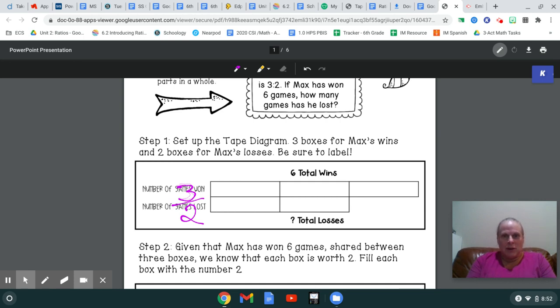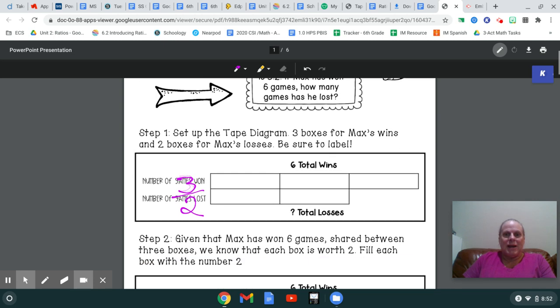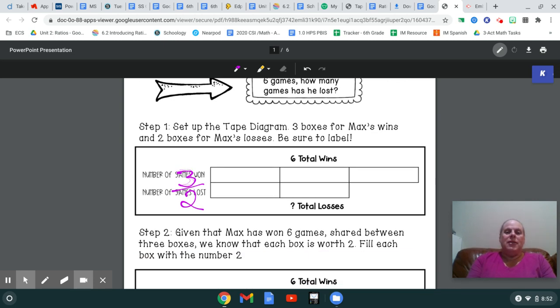So that's why we have 3 boxes up here for Max's wins. And then down below, we have 2 boxes for Max's losses. And the question is, how many games did he lose if he typically has a ratio of 3-2? All right, we know that he has a total of 6 wins.